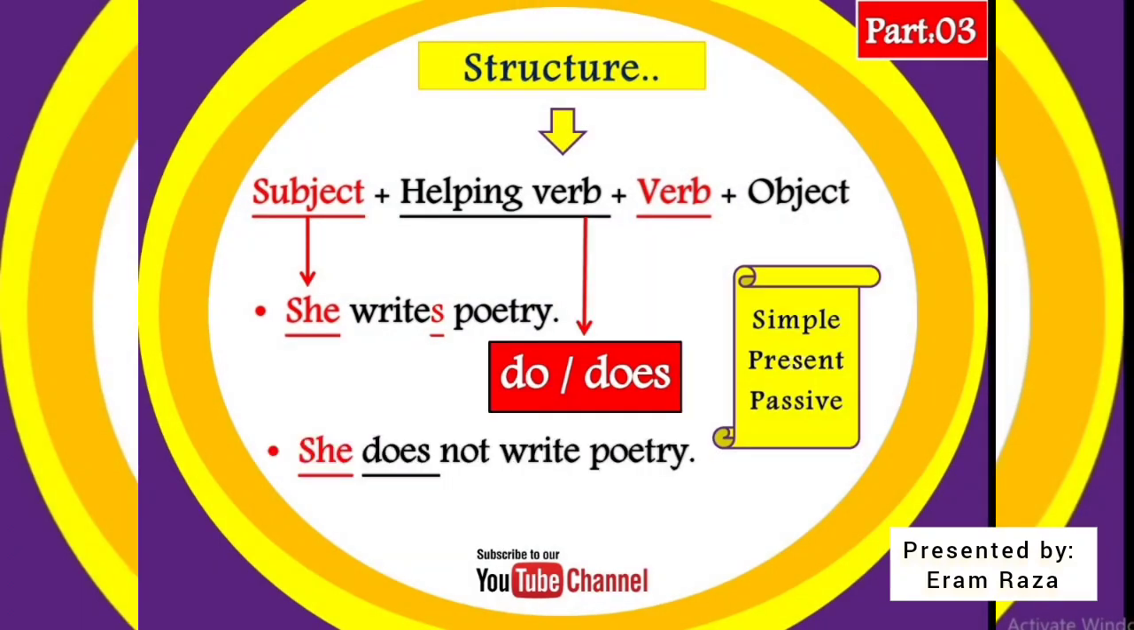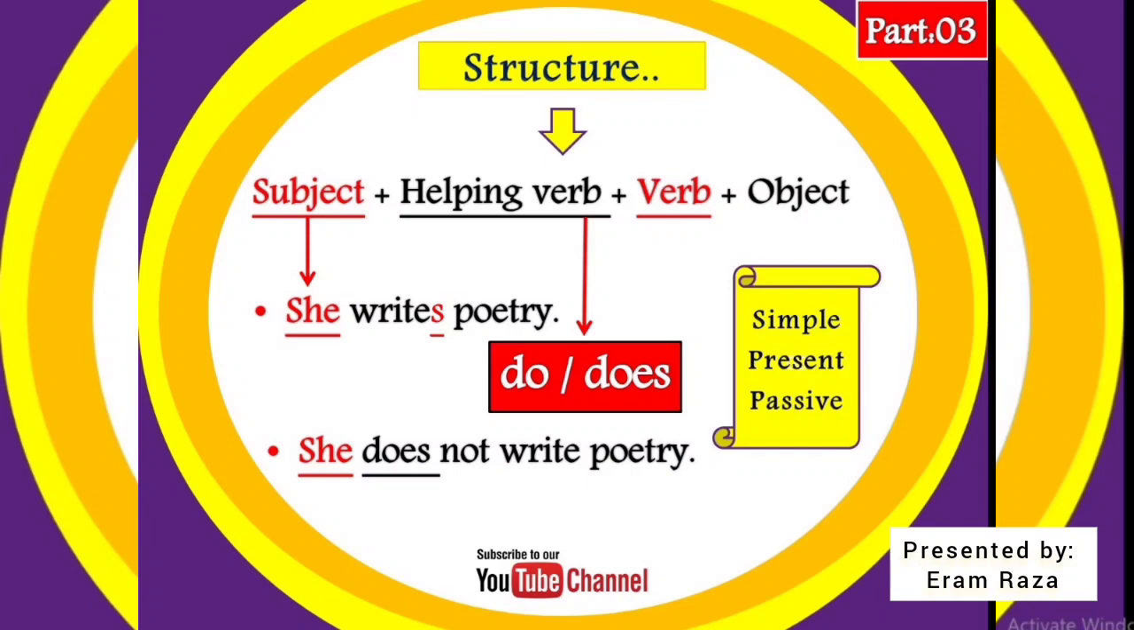जैसे देखिए हमारे पास है she doesn't write poetry. So in this sentence you can focus, what have I used? I have used the helping verb does over here. Why did I use it? Because we have a negative sentence over here. So that's why I used it: she doesn't write poetry, and she does not write poetry.